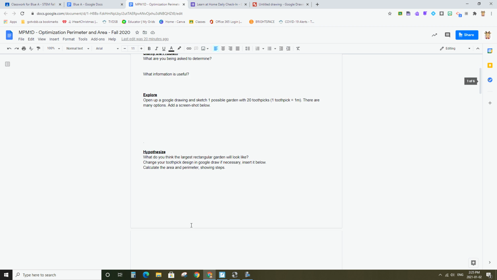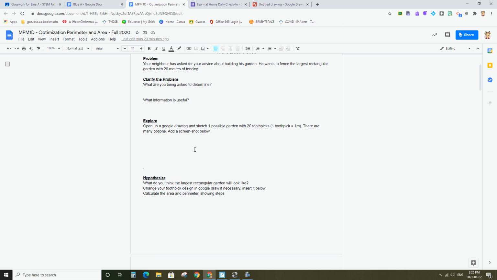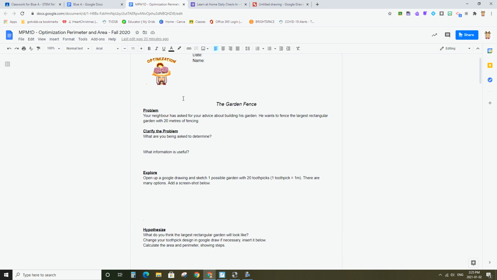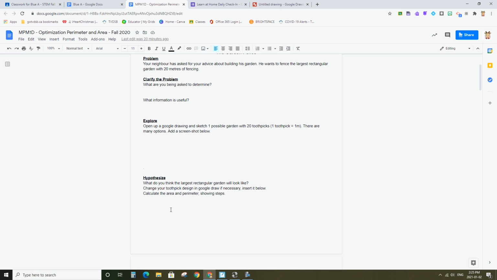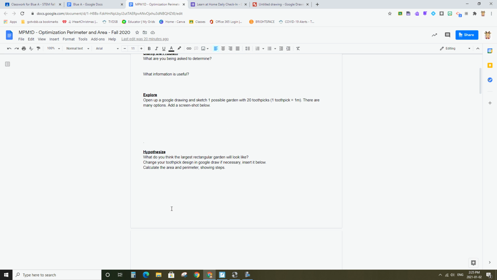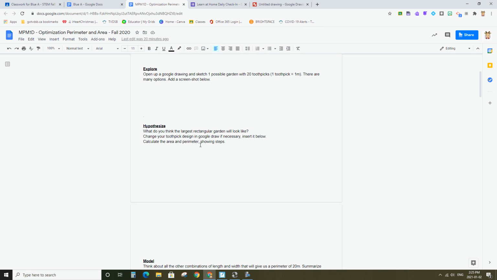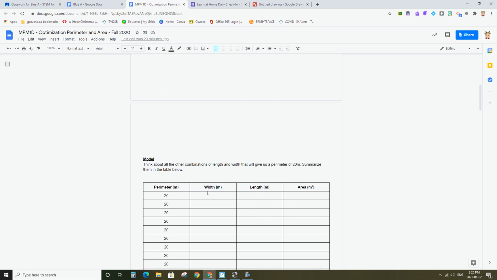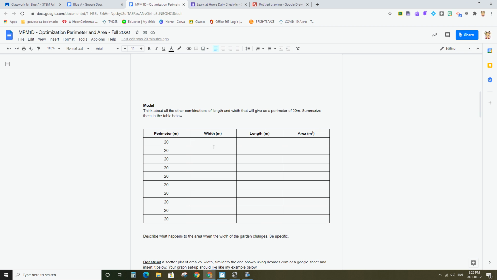Where's that going to go? That's going to go right here. Yeah, you're going to put your screenshot right here. So work through the assignment, answering the questions as you're going along, and then you're going to submit that in Google Classroom. It kind of takes you through different questions that you have to answer.